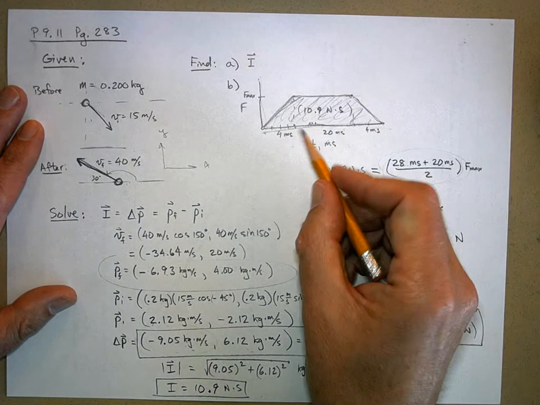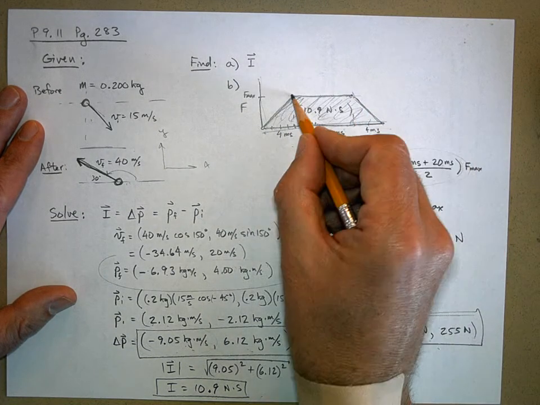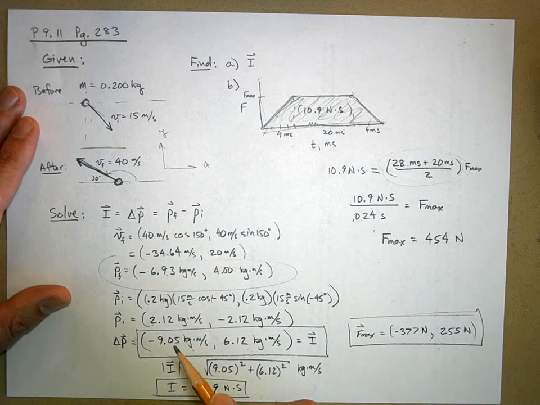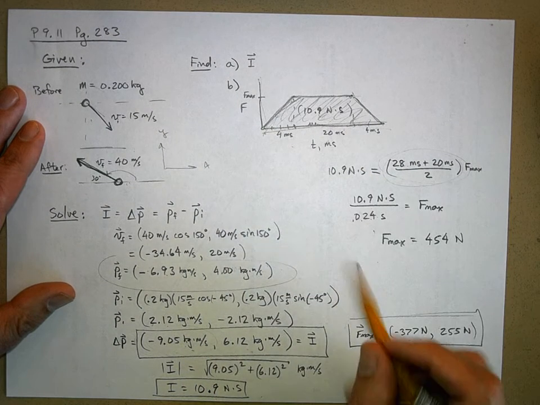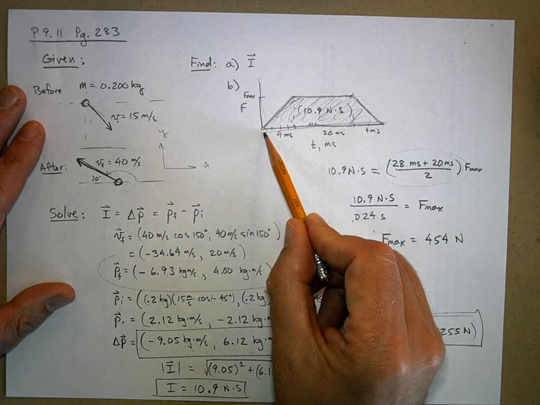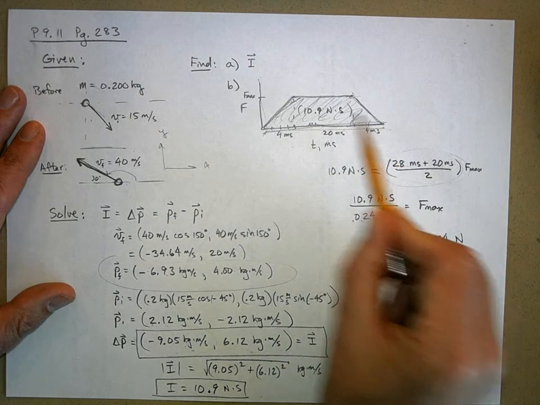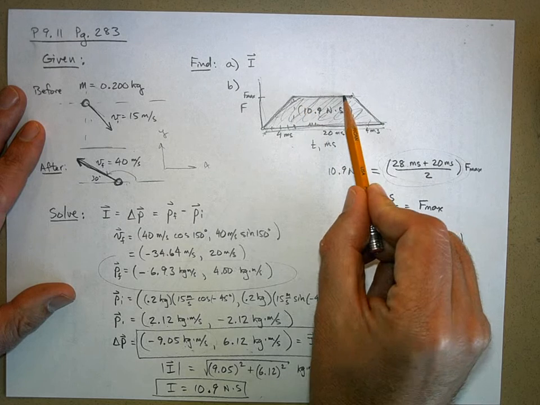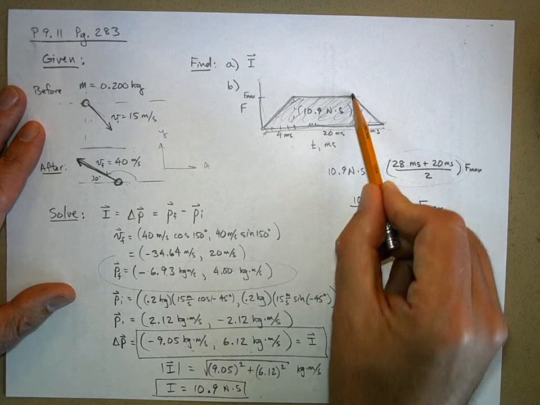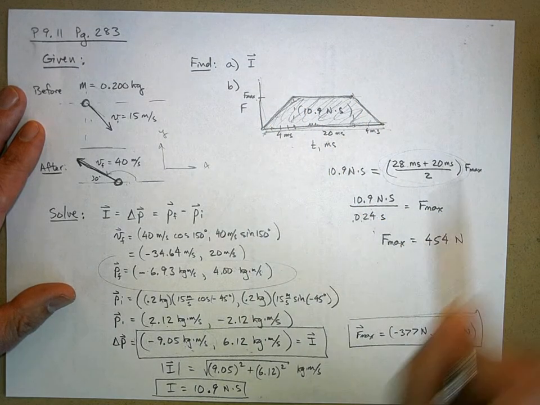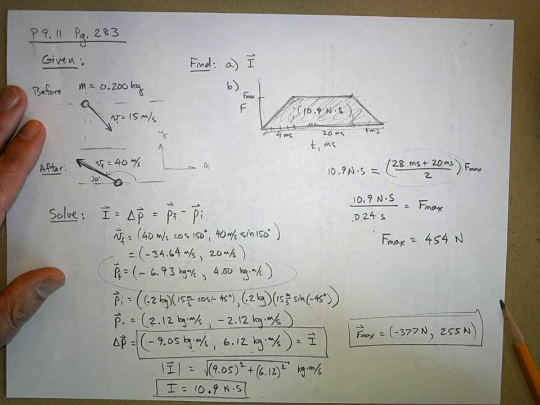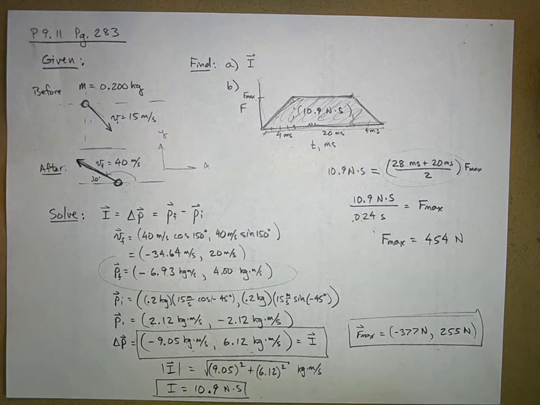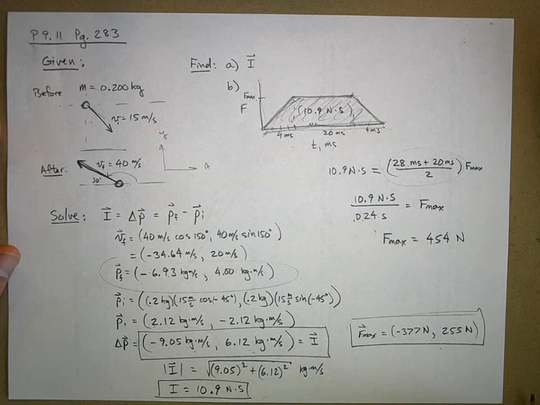So this right here is a trapezoid. And the area of a trapezoid is the average base times the height. So this has a base here of 28 milliseconds. This base right here is 20 milliseconds. And the height is my maximum force that I'm looking for. Okay. Any other questions? Okay. Oh, the whole area was 10.9.